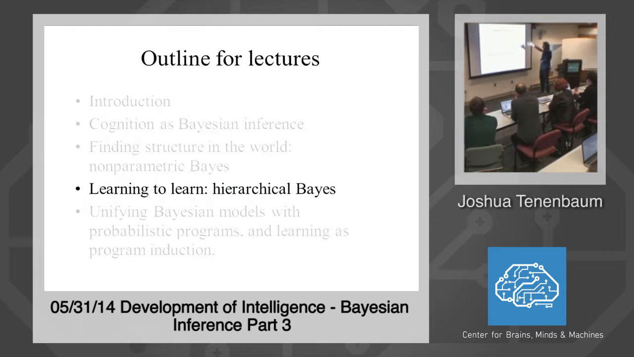Okay, so we've gone through the introduction to cognition: basic cognition is Bayesian inference, and finding structure in the world with non-parametric Bayes. Here I'm going to talk about learning to learn with hierarchical Bayes. But hierarchical Bayes and non-parametric Bayes go very naturally together. They both have to do with ways of building hypothesis spaces, not just wiring them in, and building them in flexible ways that respond to your previous experience in related problems or aspects of some domain.